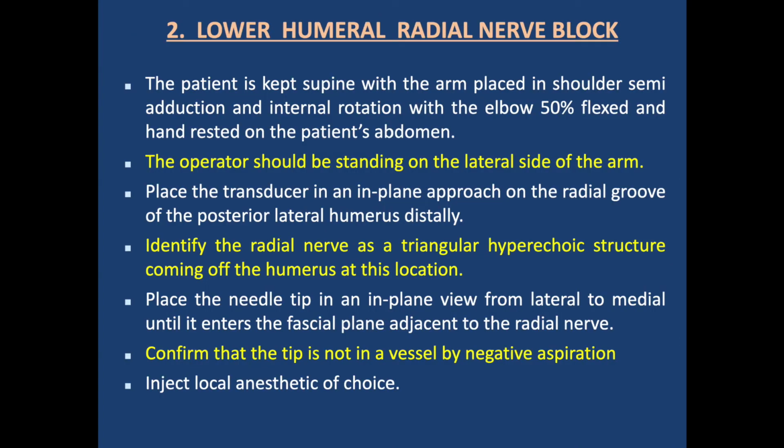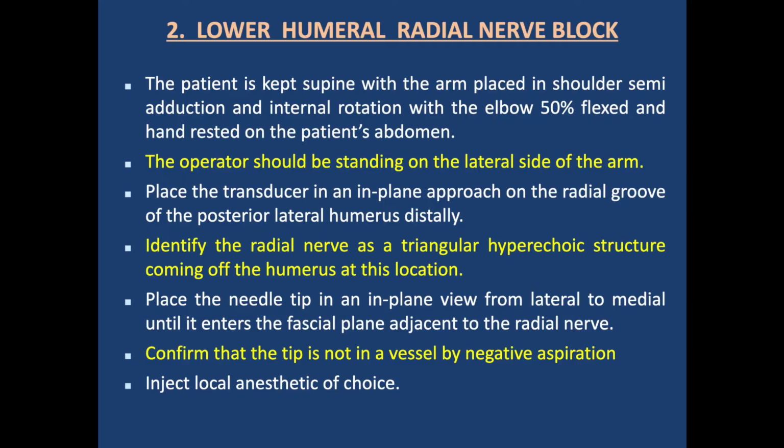Radial nerve block at the lower humeral level. The patient is kept supine, the shoulder is in semi-adduction and internal rotation, with the elbow 50% flexed and the hand rested on the patient's abdomen. You can see this clearly in the next slide. The operator should be standing or sitting on the lateral side of the arm.